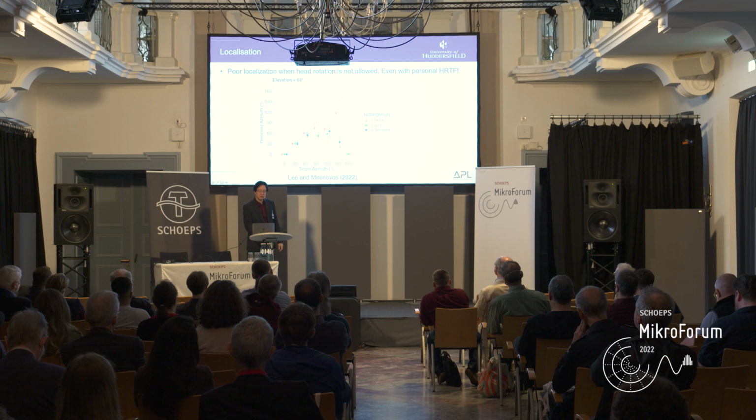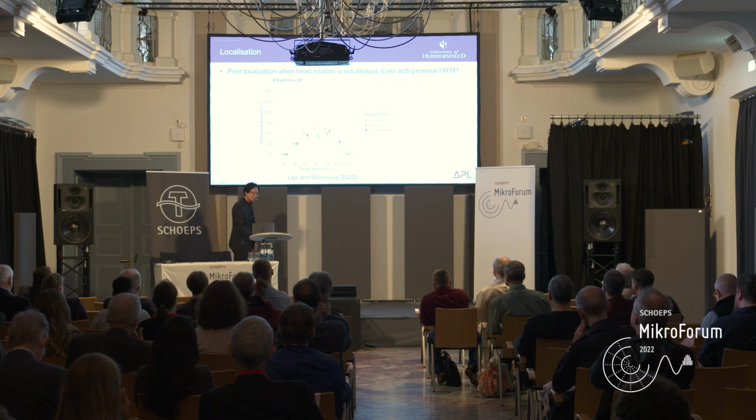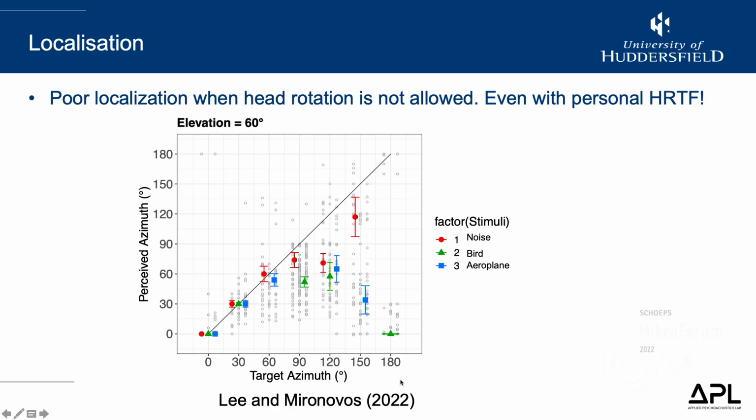And in the horizontal, in the x-axis, you can see the speaker at different angles in the horizontal plane. So the y-axis is the perceived azimuth, and the x-axis is the target azimuth. So ideally, you need to see this linear line if localization works perfectly, right? But the reality is you get this huge front and back confusion, or back to front confusion. Especially when the object is elevated at 60 degrees.